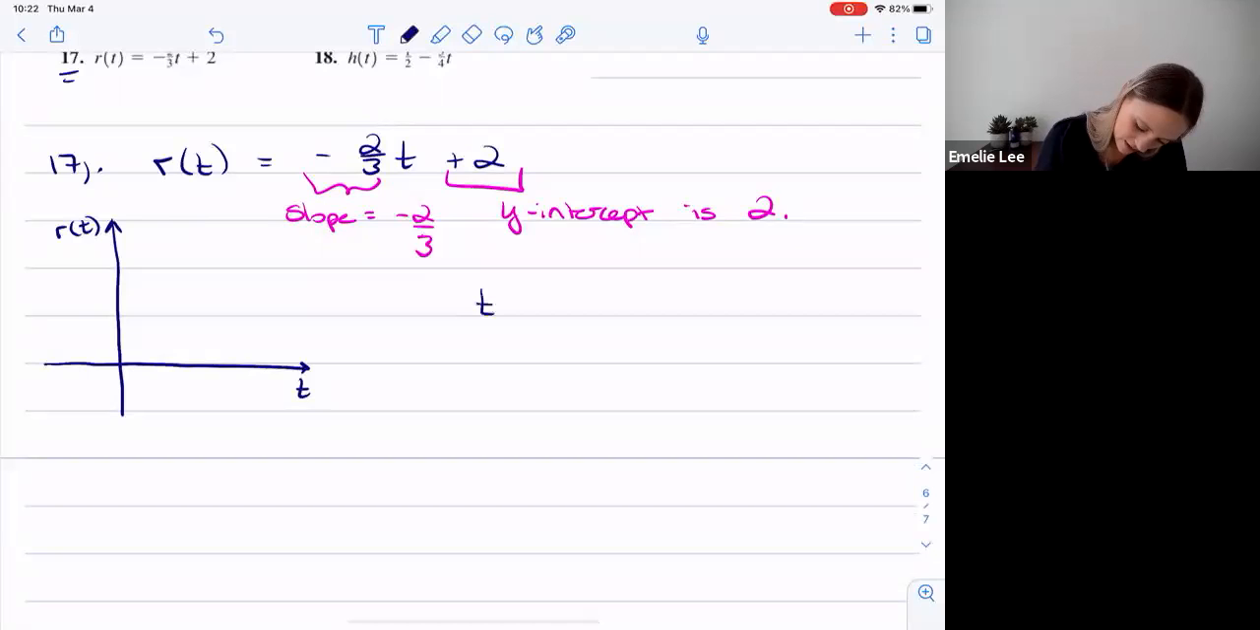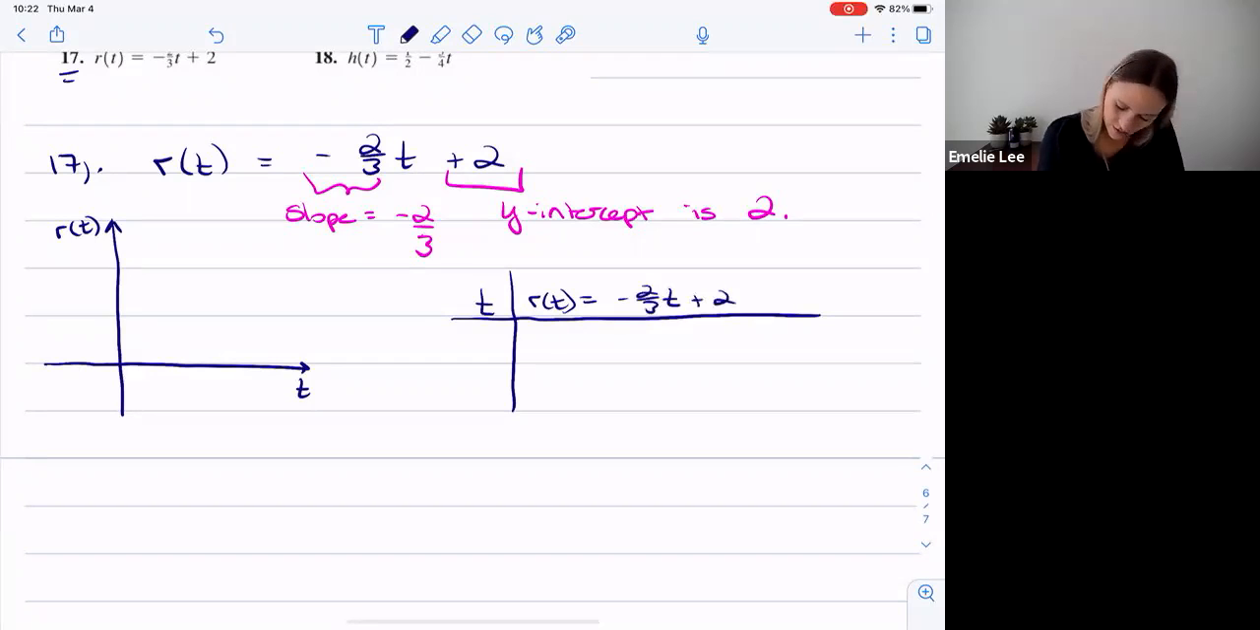So what that looks like is I'm going to set up t, and then r of t equals -2 over 3 t plus 2. I'm going to plug in a value of t, and then I'm going to evaluate r of t at whatever t I pick. So my first one, I always just plug in 0. It's the easiest thing to do. And you can pick any value, but usually I tend to pick convenient values, so kind of easy values to deal with.